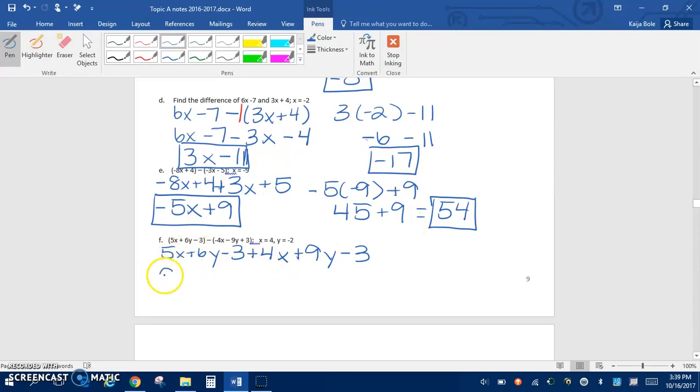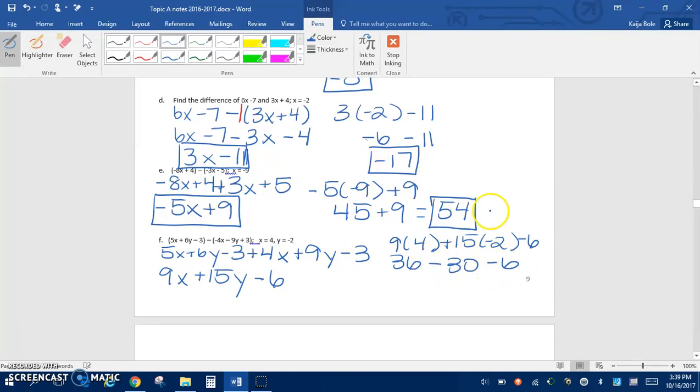5x plus 4x is 9x. 6y plus 9y gives us plus 15y. And then negative 3 minus 3 gives us minus 6. So now we can evaluate. So we have 9 times 4 plus 15 times negative 2 minus 6. So 9 times 4 is 36. And we're going to have minus 30 and then minus 6. So 36 minus 30 is 6, and then minus 6, so our final answer is 0.